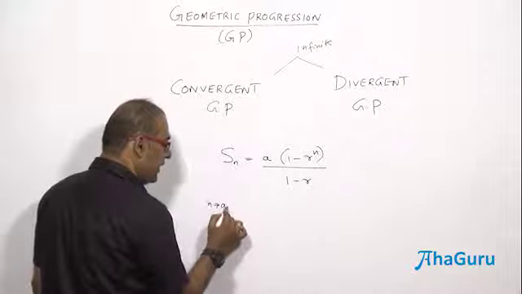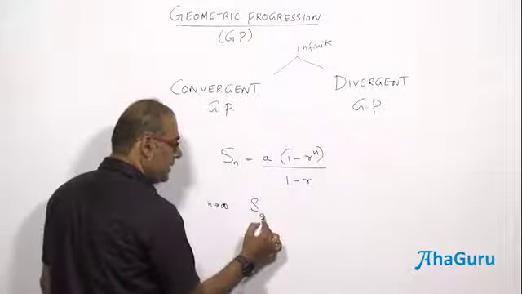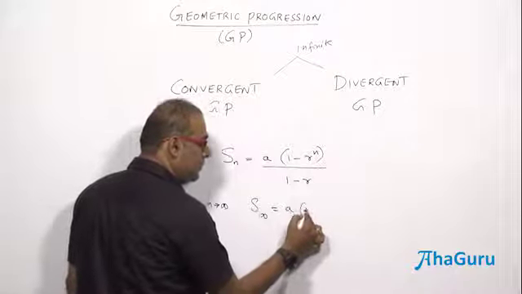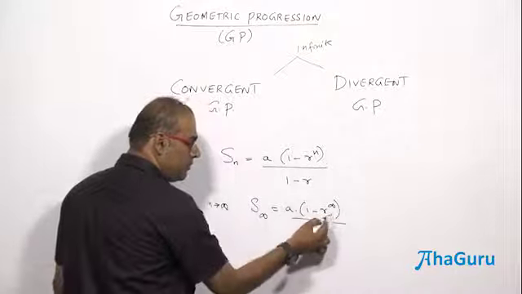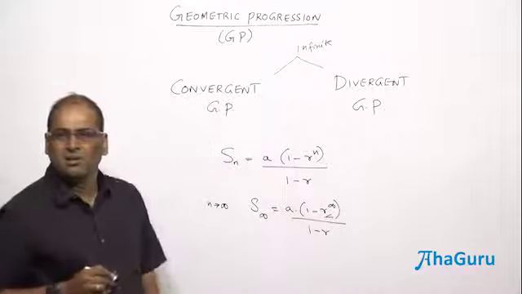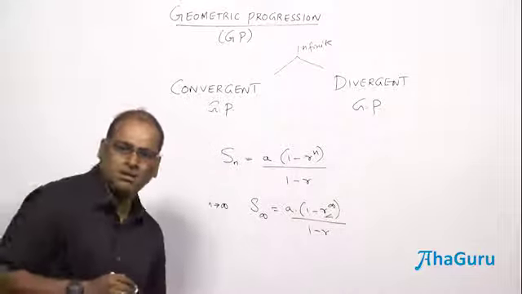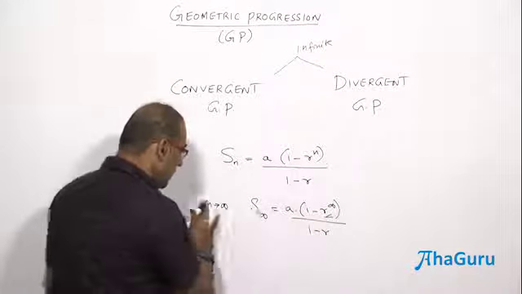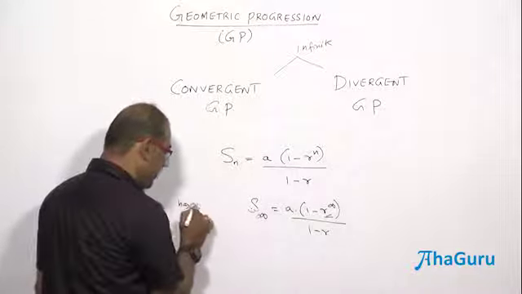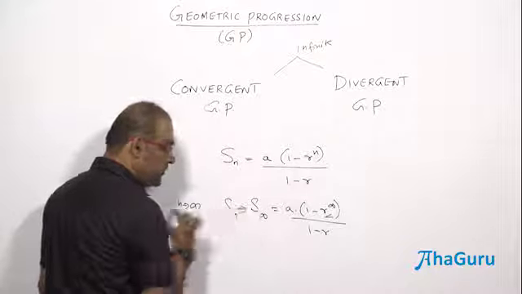N tends to infinite. S infinite is equal to a times 1 minus r power infinite, by 1 minus r. When n tends to infinite, Sn will tend to this, right?